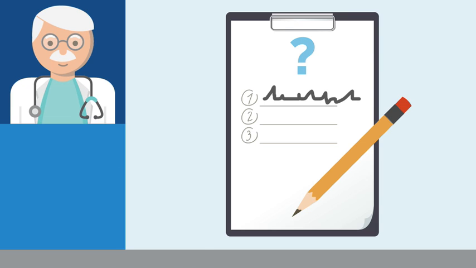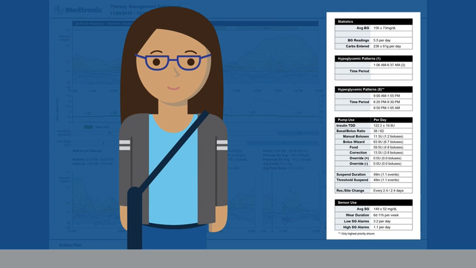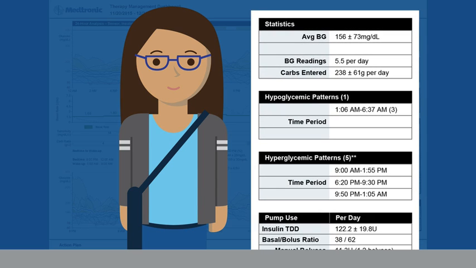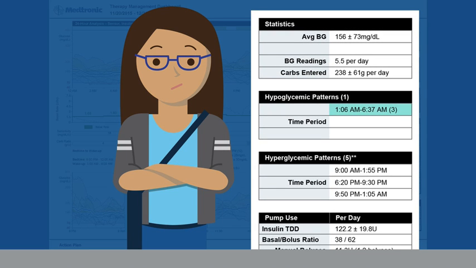Next, Sophia glances over her statistics. The statistics section reviews averages of her BG and sensor readings, carbohydrates she's eaten, low and high patterns, total amount of insulin she uses per day, the length of time she has worn the sensor, and how many alarms she has gotten on average. Sophia focuses on the pattern sections and confirms what she has seen in the graph.